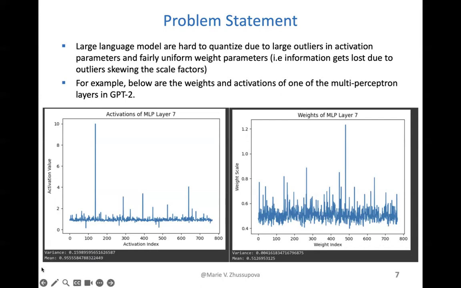As we can see in the graphs, the mean of the activations for one of the multi-layer perceptrons was 0.95, while one of the outliers was almost 10 units. On the other hand, for the weight parameters, the mean was 0.51, but the maximum outlier was 121. And these outliers are a challenge for quantization because they skew the scale factor, which may cause information loss and also increases perplexity as follows.